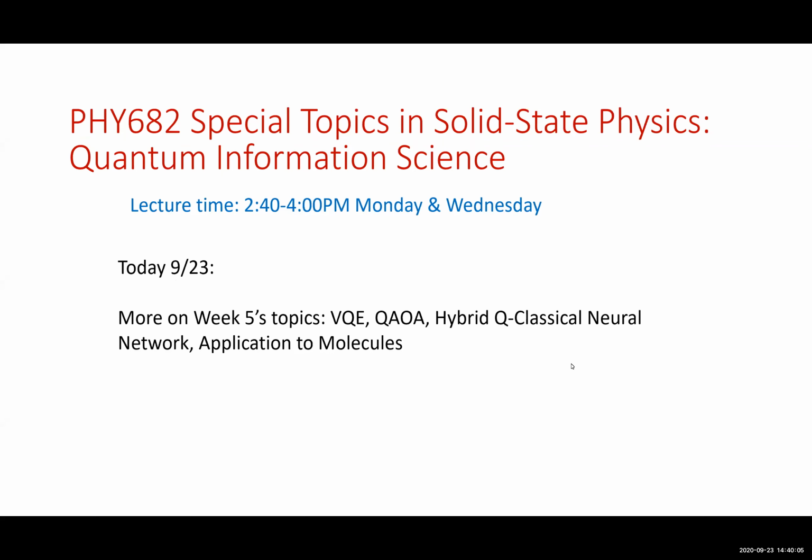Okay, welcome back. So last time we talked about a simple example of VQE, variational quantum eigensolver. Basically, it's based on the variational principle. So today we're going through more examples, including other variational ansatz, QAOA, and if we have time, some of the new methods, including the quantum classical neural network. And then at the end, I'm also going to talk about the application to molecular energy.